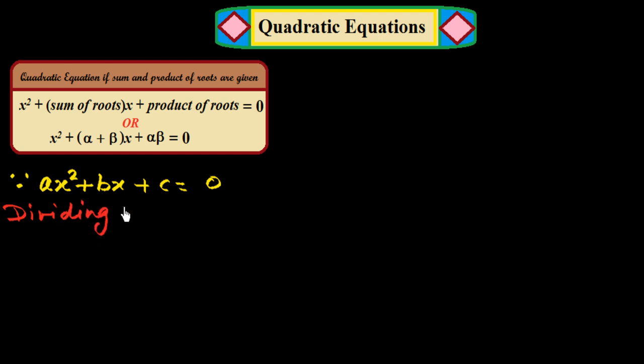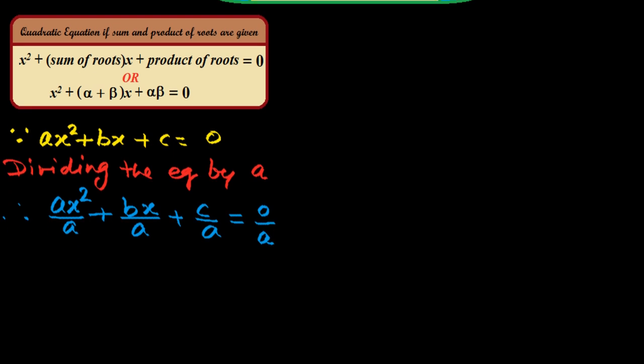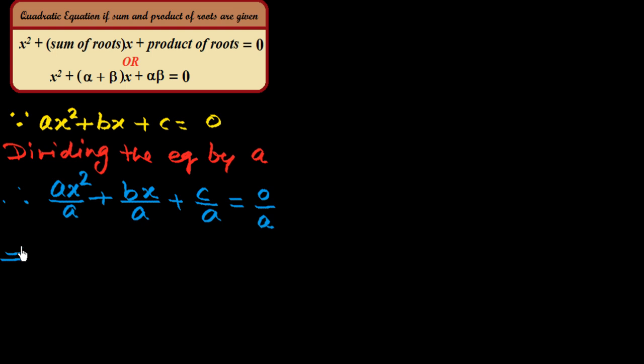Dividing the equation by a, we get here ax square over a plus bx over a plus c over a is equal to 0 over a. Look at this, here in the first term a and a will eliminate, and finally we get x square plus b over a x plus c over a is equal to 0.